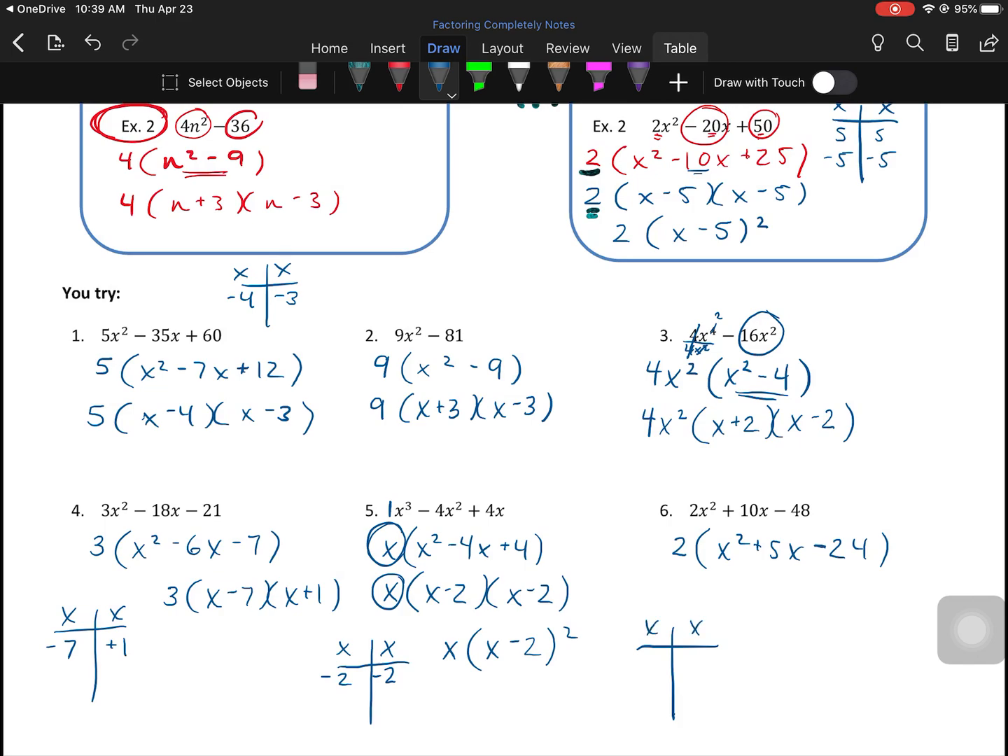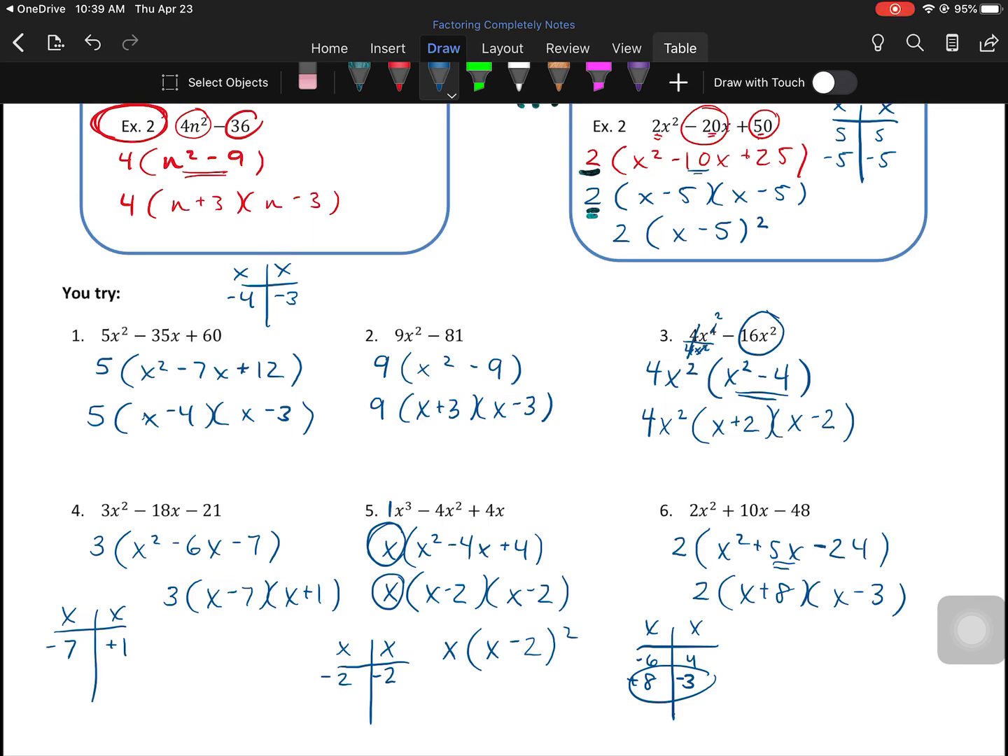6 and 4 will not get you 5. 6 and -4, no. Let's think. How about 8 and 3? If we add them up, it gets me 11, but I have to have an opposite sign, so one of them has to be negative. So let's see if I make this 3 negative. That gets me 8 and -3, which is 5x, and it multiplies to -24. So this is going to be my row. So I write it out as 2x times x plus 8, and then x minus 3, and that should be your final answer.